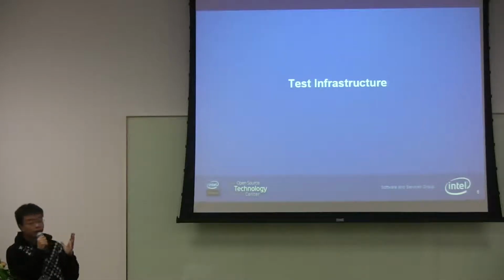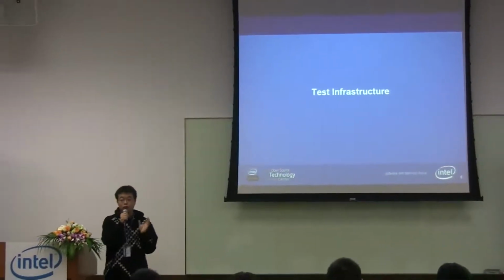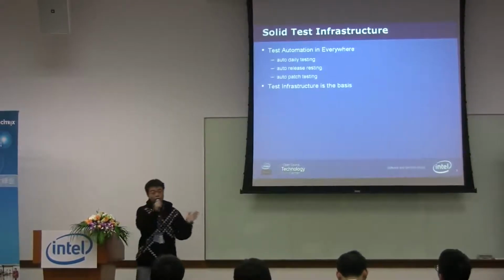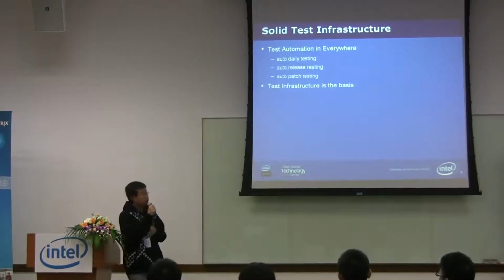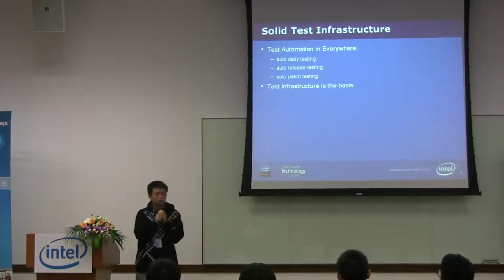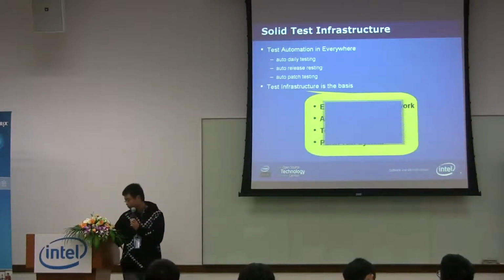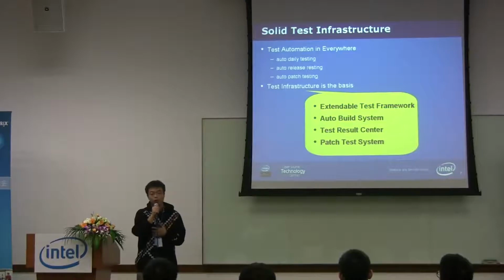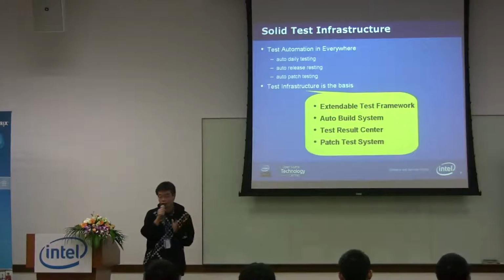As you know, to achieve efficient testing for any software project, you must have a set of powerful automated test cases to support your testing, right? Now you can see, we have test automation everywhere: in daily testing, release testing, even for single patch testing. That is because we have a solid testing infrastructure. We have an extendable test framework, an auto-build test system, the test result center to publish our test results, as well as a very powerful patch test system.